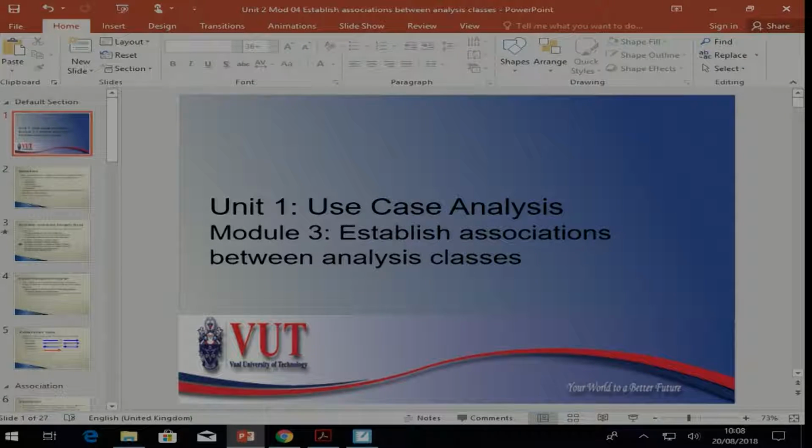Okay, guys, as I mentioned, this is part of module 3. It was part of the previous material we've covered last semester also. Now, it's on establishing an association between analysis classes. In this section, I'm not going to go through all of it.